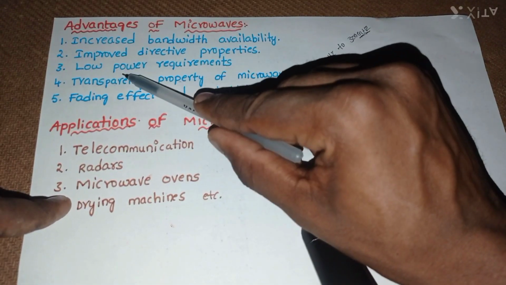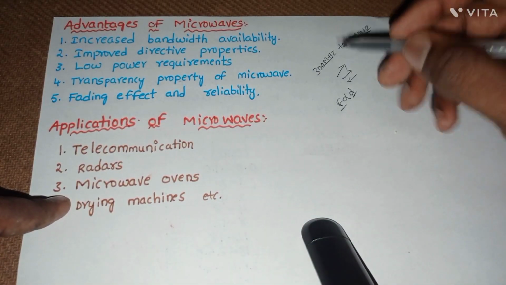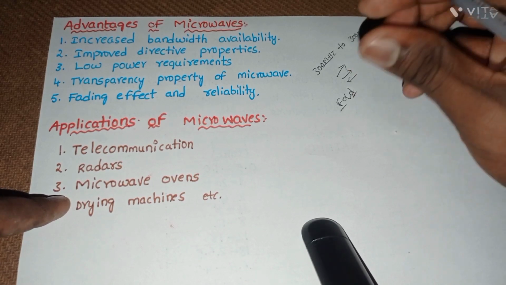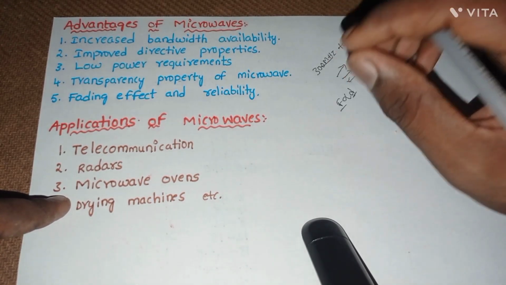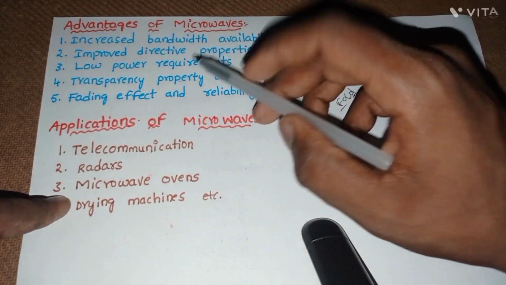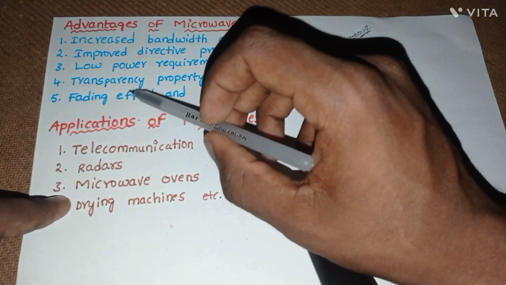Next, low power requirements. For the transmitter and receiver we need minimum power. For transmitting and receiving the microwave signals we need only minimum power, so we call this low power requirements.